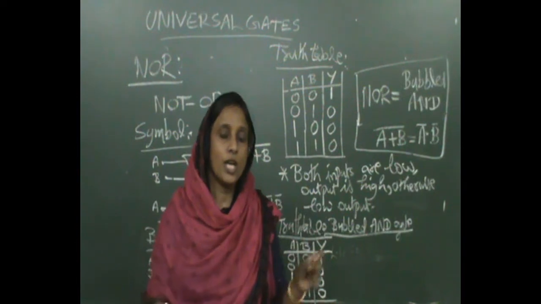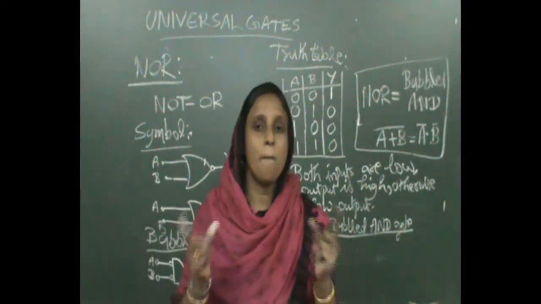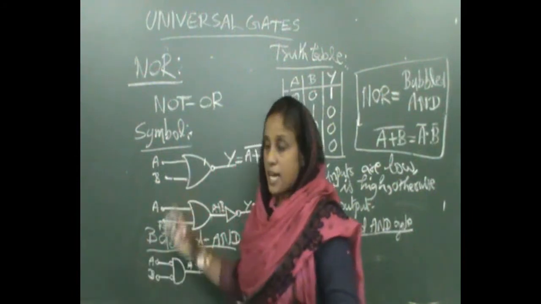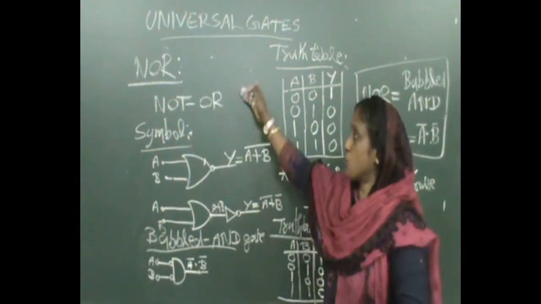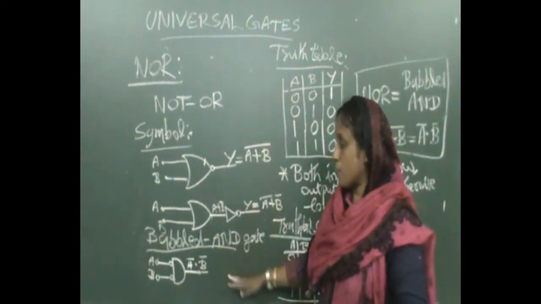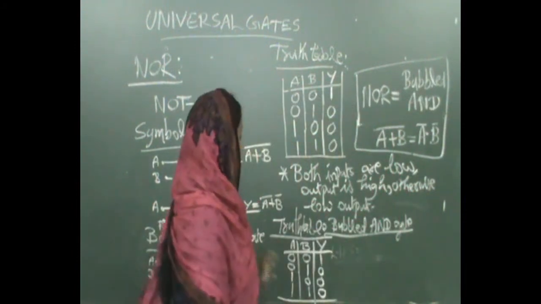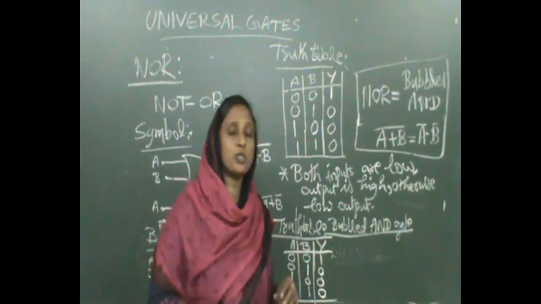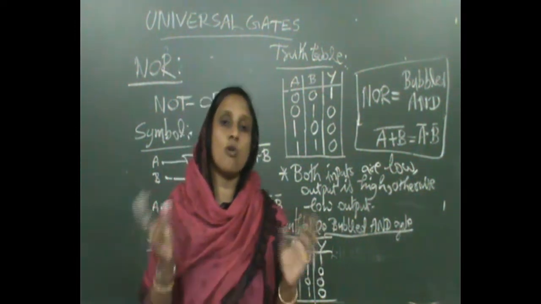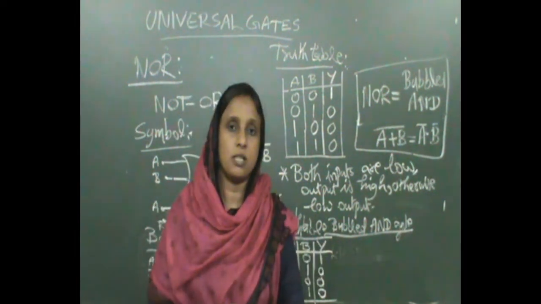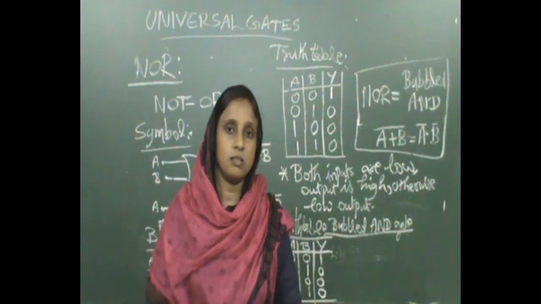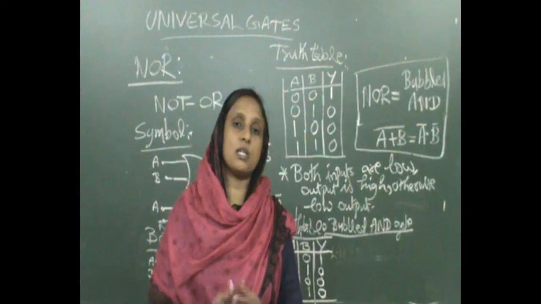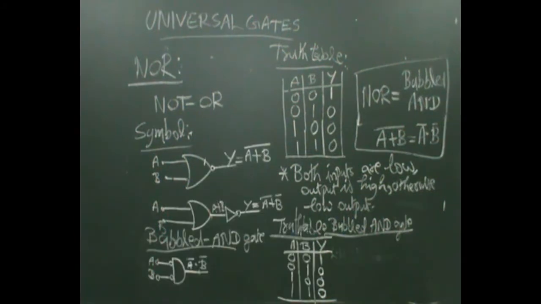So a NOR gate is equivalent to bubbled AND gate, because if you write the truth table of these two circuits, NOR gate and the bubbled AND gate, both truth tables are the same. If any circuits have the same truth table, it means that all of them represent the same process, same operation. So you can use any one of the circuits.